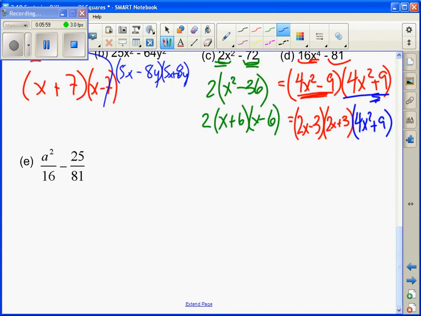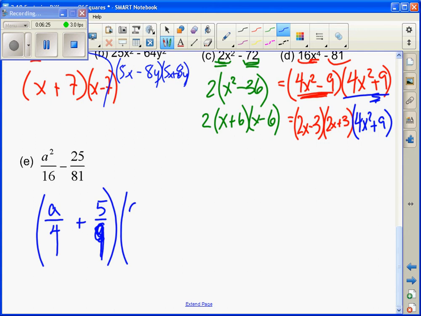Question E is a little bit tricky because we're dealing with fractions, but realistically, again, nothing changes. We just want to take square roots of things. So the square root of that first term is going to be a over 4, and the square root of that second thing is going to be 5 over 9. Oops, sorry. Because the square root of 25 is 5 and the square root of 81 is 9. If you don't trust that, you can probably grab a calculator and take a look-see. That's going to be a plus, and that's going to be a minus. All right, so hopefully that takes care of difference of squares.